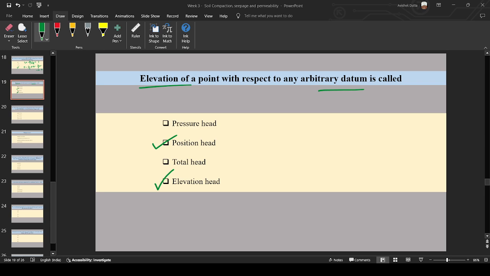Seepage pressure is a very easy, basic conceptual question. It is the pressure exerted by percolating water on the soil. In any direction, it can be horizontal or vertical, down or vertical up. But any pressure by the percolating water on the soil is called seepage pressure. Next question.